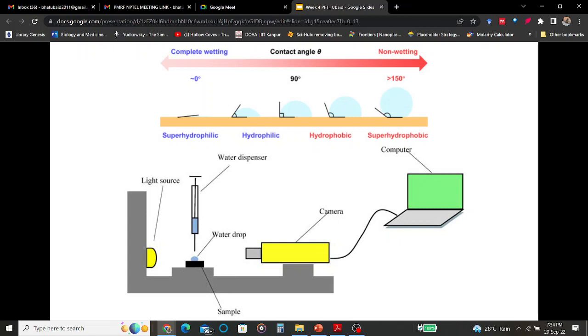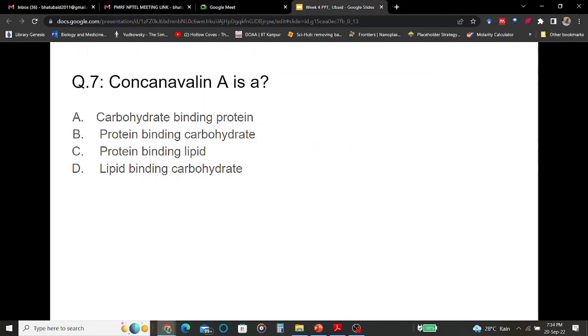Now I will move to the next question. The next question is concanavalin A. The options are: carbohydrate binding protein, protein binding carbohydrate, protein binding lipid, and the D part is lipid binding carbohydrate.